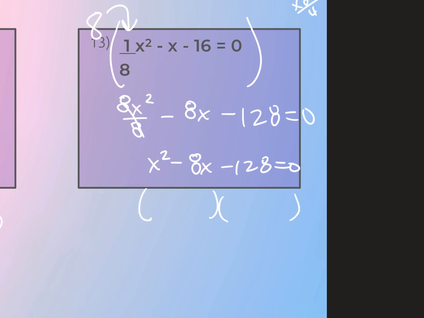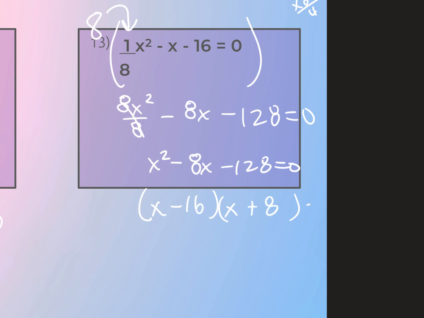All right, are we going to have to think a tad? Yes. But I have x in the front of each parenthesis. What times what gives me a negative 128 when I multiply, and a negative 8 when I add? Negative 16 and positive 8.